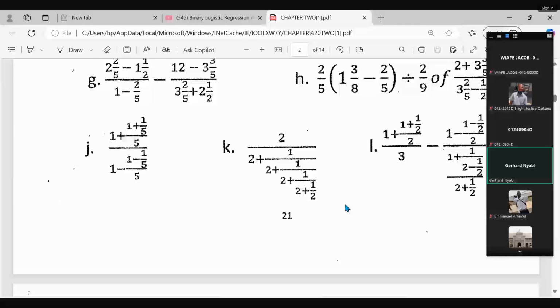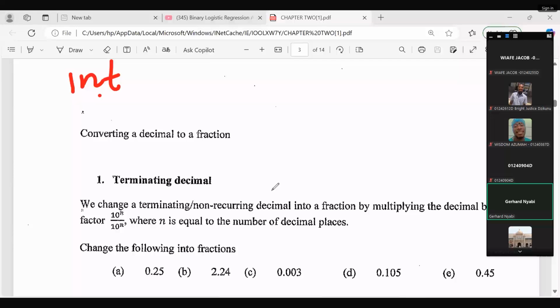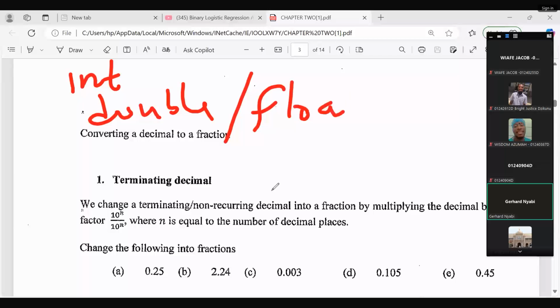Most of the programming languages use int for integer. In C++, it is int for integer, and it is double or float for decimals. So integer is int, and then double or float for decimals. So if you see me using it, it's basically talking about the integer. But things like this are called floats or doubles because of the decimals.